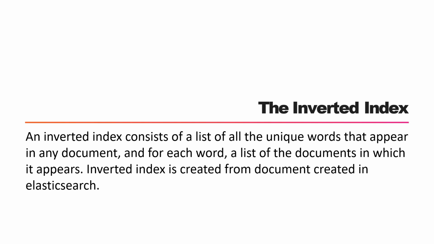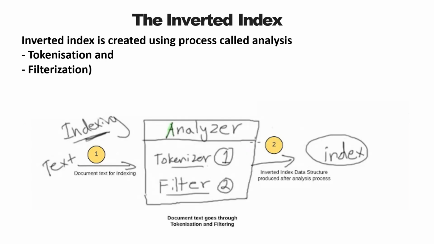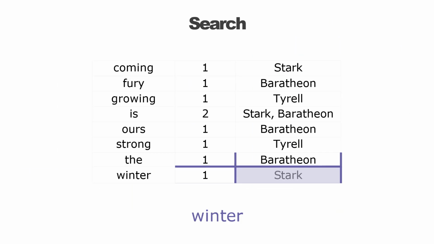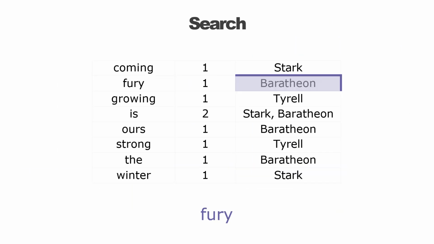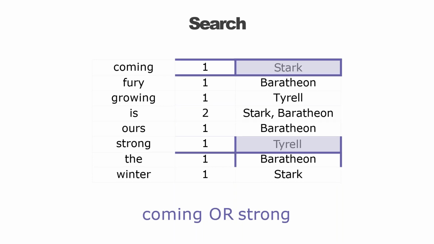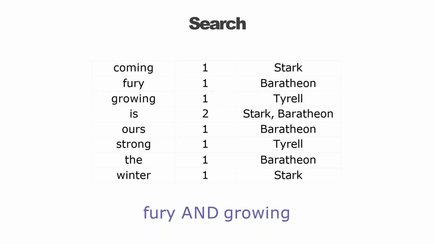Yeah, it will store the unique words, right? So now when people search for winter, you get Stark. When you search for fury, you get Baratheon. When you search for ice, you get Stark and Baratheon, and so on. When you search for coming or strong, you get the two documents. But when you say coming and strong, you have nothing.